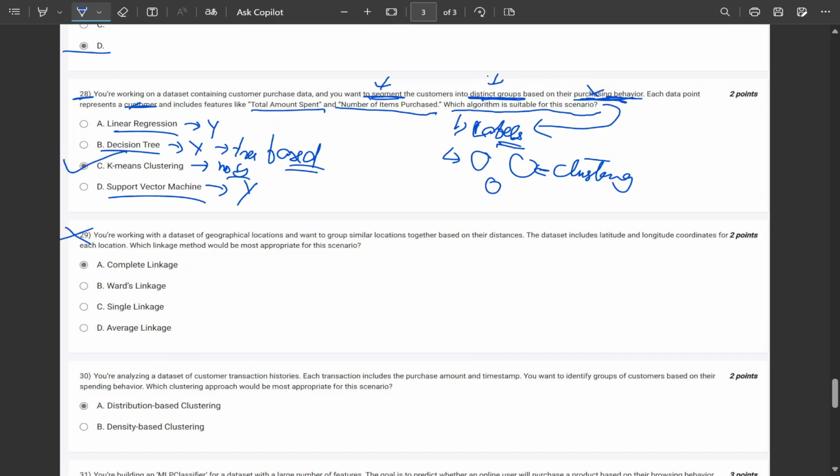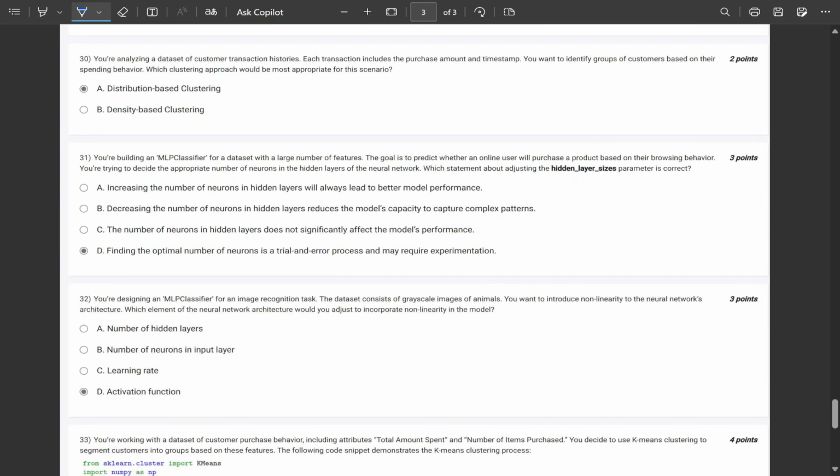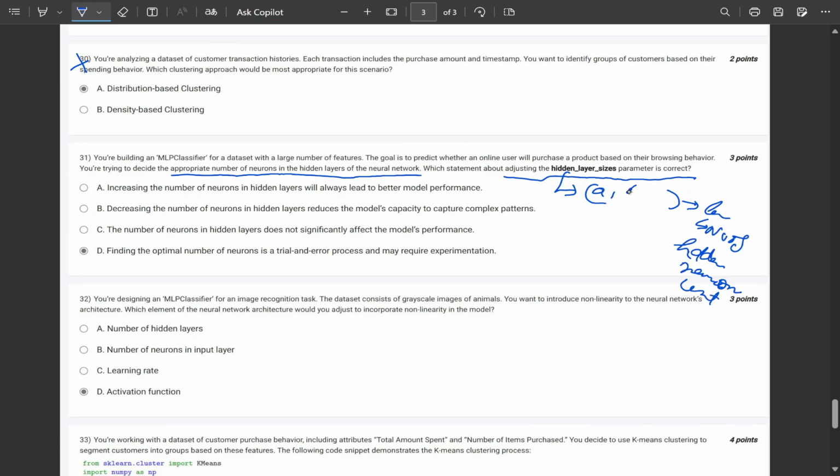Question number 29, we will come to that in later part. Question number 30, again we will come to that in later part. After that, you are building an MLP classifier for a dataset with large number of features. The goal is to predict whether an online user will purchase a product based on their browsing behavior. You are trying to decide the appropriate number of neurons in the hidden layer of a neural net. Which of the statements about adjusting the hidden layer sizes parameter is correct? So hidden layer sizes takes a tuple where the length of the tuple represents the number of hidden layers, and the value in this particular tuple represents the number of neurons in that particular hidden layer.